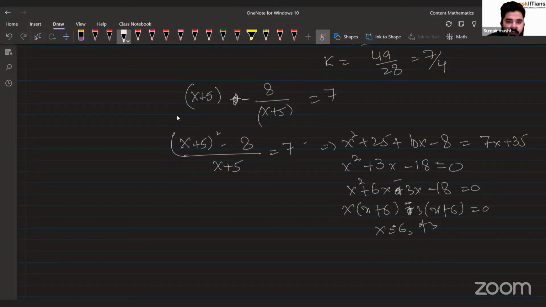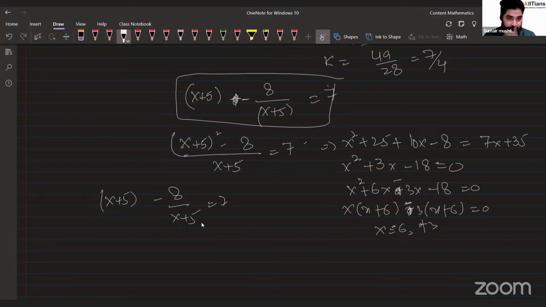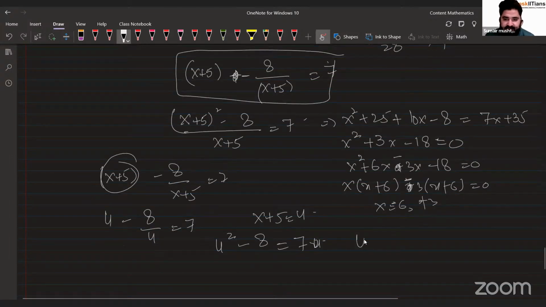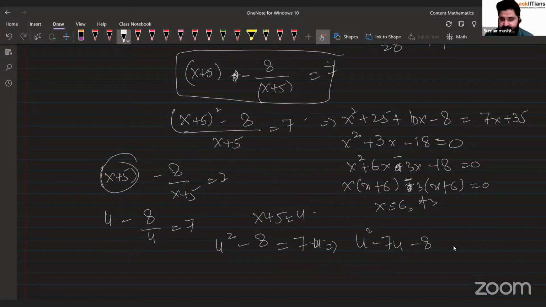There is one more approach to this problem. If you have x plus 5 minus 8 times x plus 5 equal to 7, when you see such kind of problem, always substitute for this. Can I put x plus 5 is equal to u? This can be written as u square minus 8u is equal to 7. You can put it as p or v, anything. So u square minus 7u minus 8 is equal to 0.